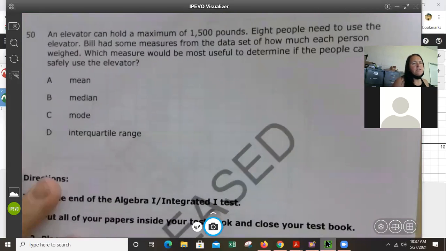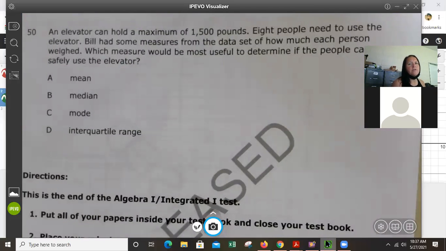Okay, 50. Kind of a common sense question. An elevator can hold a maximum of 1,500 pounds. 8 people need to use the elevator. Bill had some measures from the data set of how much each person weighed. Which measure would be most useful to determine if the people can safely use the elevator? The mean, the median, the mode, or the interquartile range?